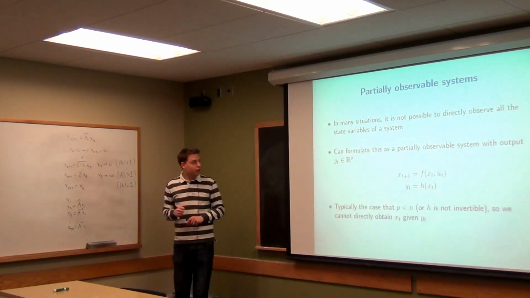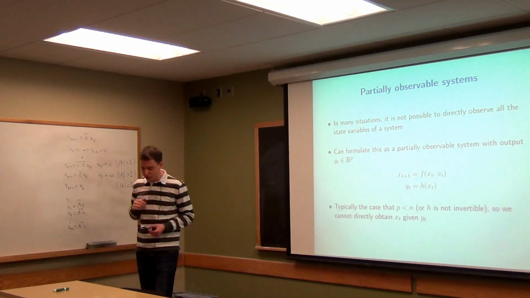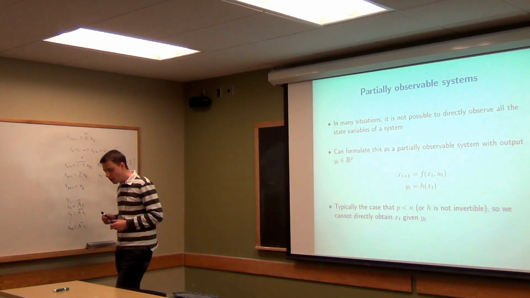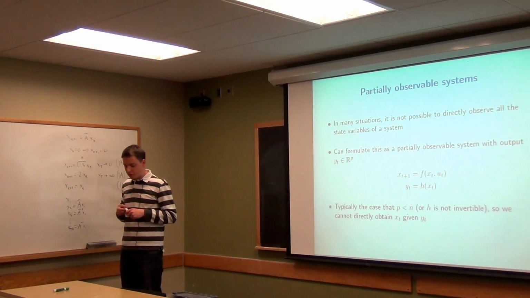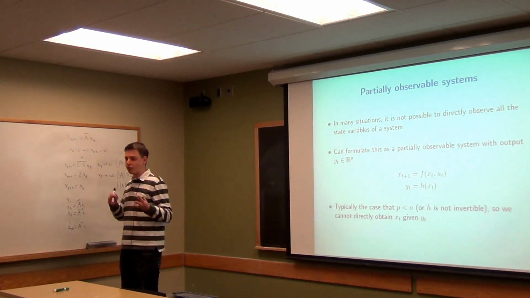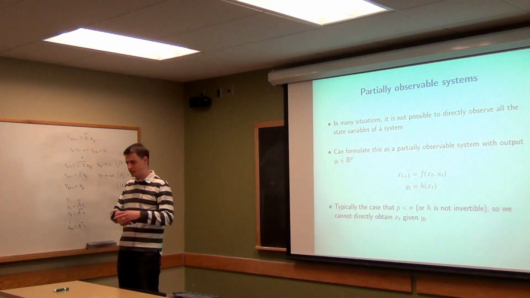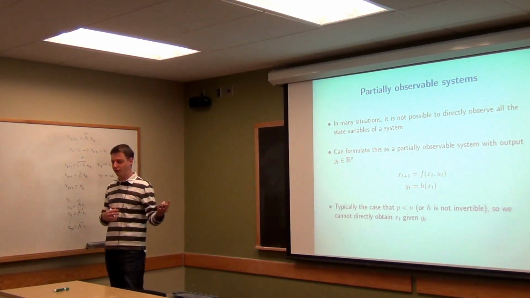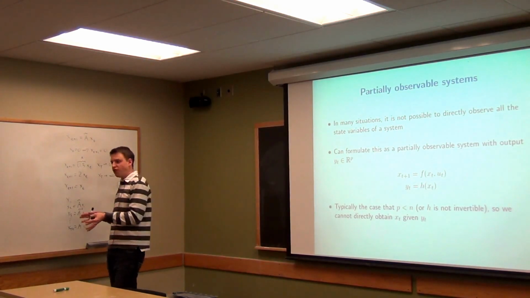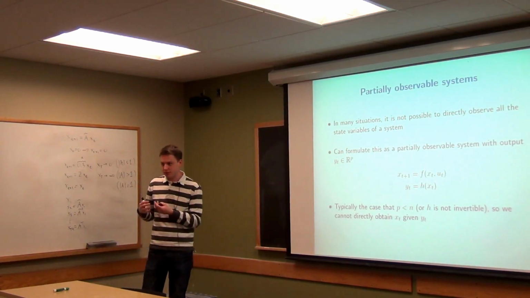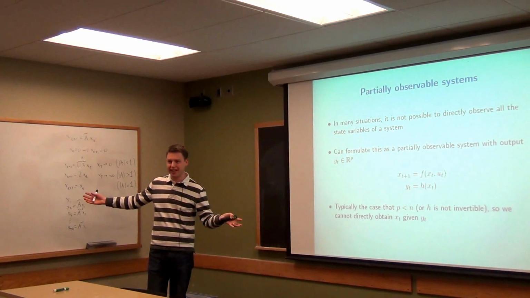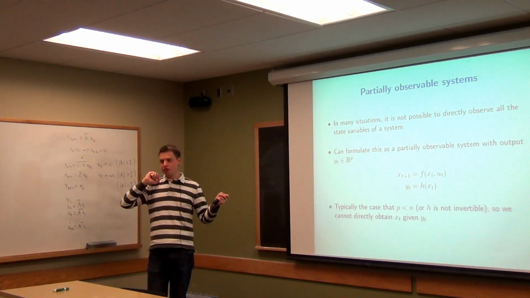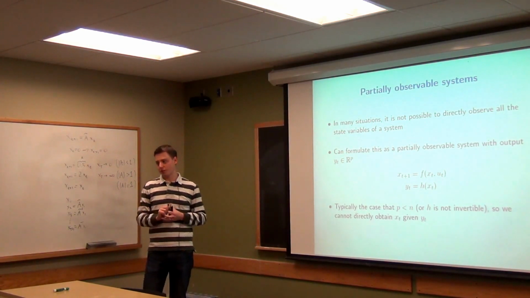All right, so getting started with one last topic before we end now. Linear systems were a special case of the general dynamical system, a very useful special case. Now we're actually going to talk about a generalization, a more general class of systems. And these go by the name of partially observable systems.